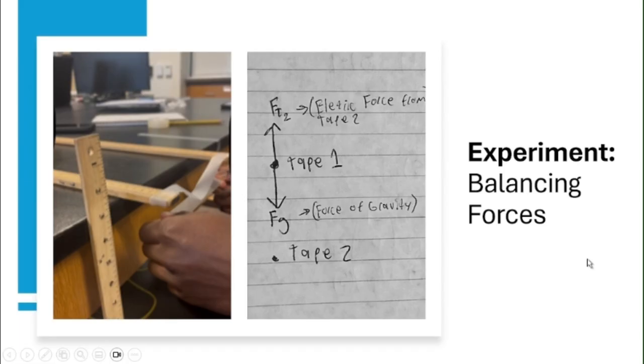So in this part of the experiment, we balanced the force of gravity with an electrical force by using two pieces of U-tape. We identified this system as two tapes exerting an electrical force on each other and the planet Earth causing a gravitational force on the two tapes.